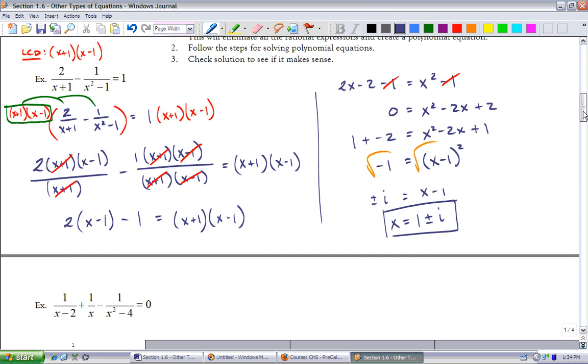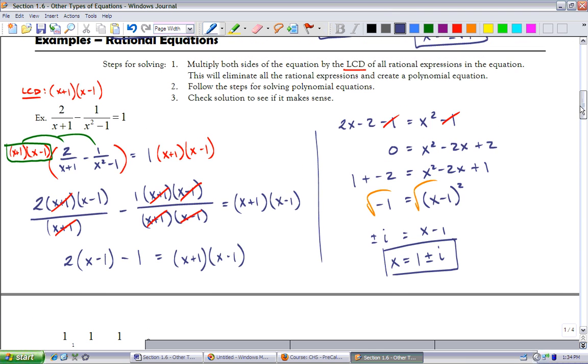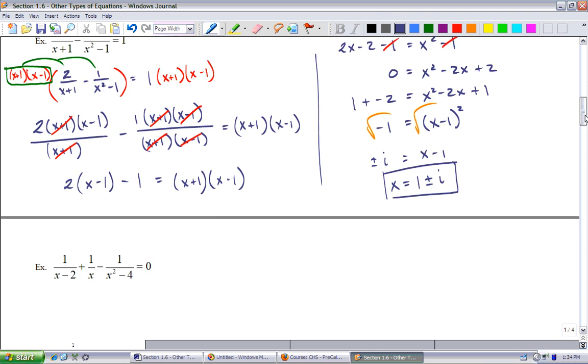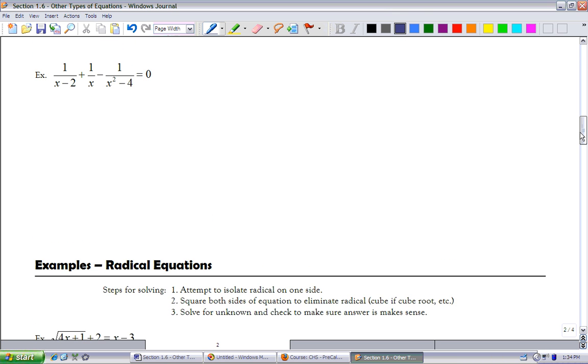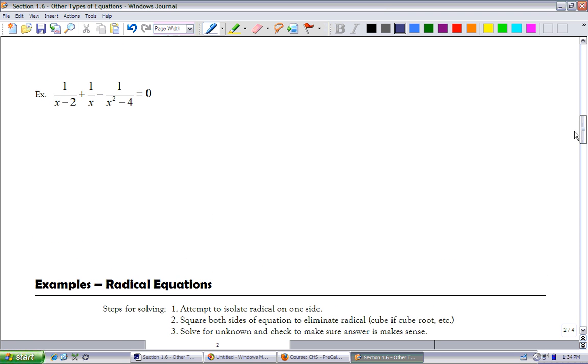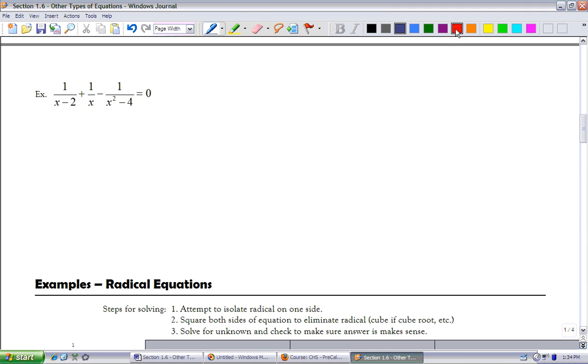Now, in this case, there are no real solutions, but we do have a complex solution. Alright. Next problem here. We want to do the same thing. What we need to do is identify our least common denominator here. We have a problem with fractions in it.